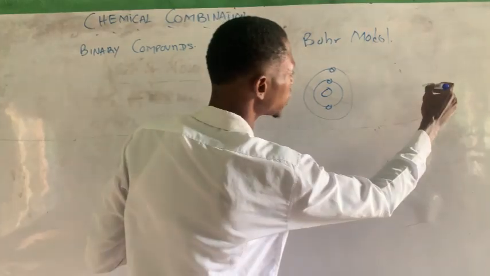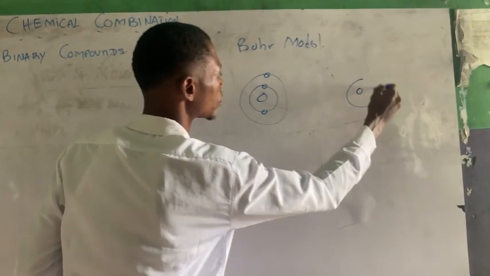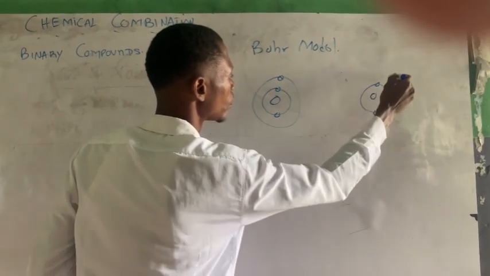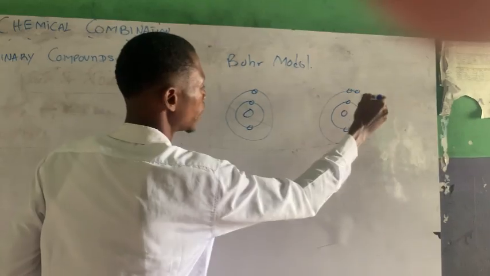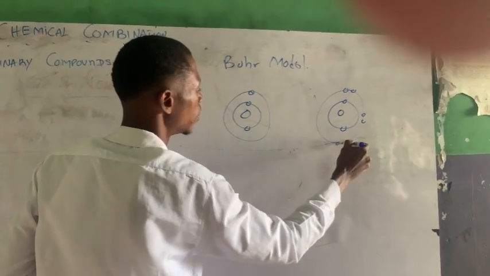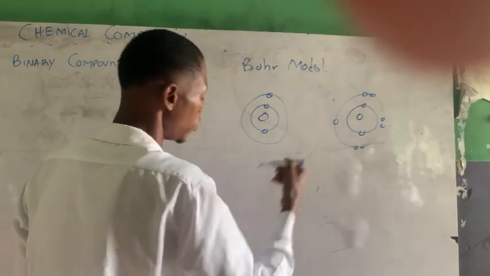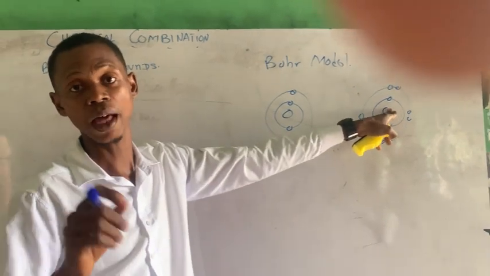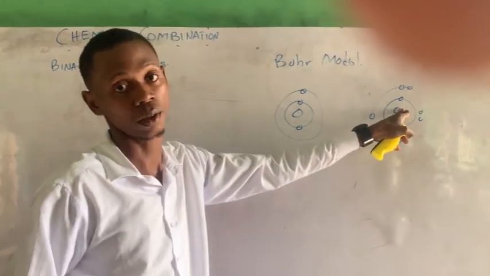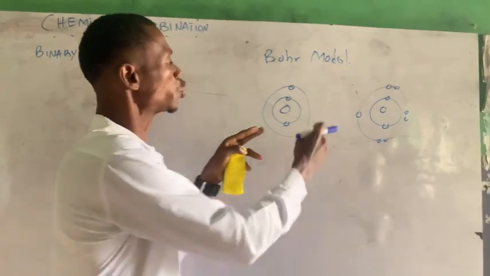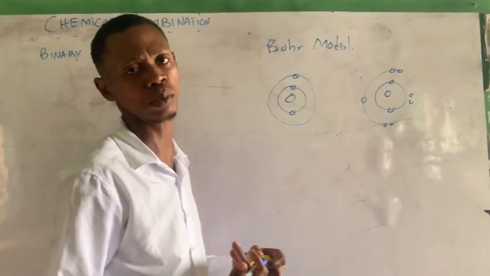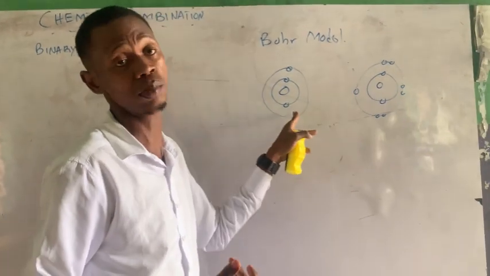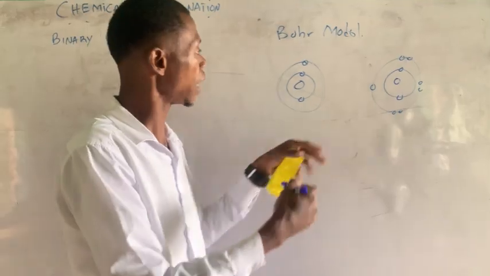Now let's consider this. This is a non-metal. This guy has 7 electrons in the atom shell, and this guy has 1. So these two are very, very compatible. This is a non-metal and this is a metal. These are the cases.